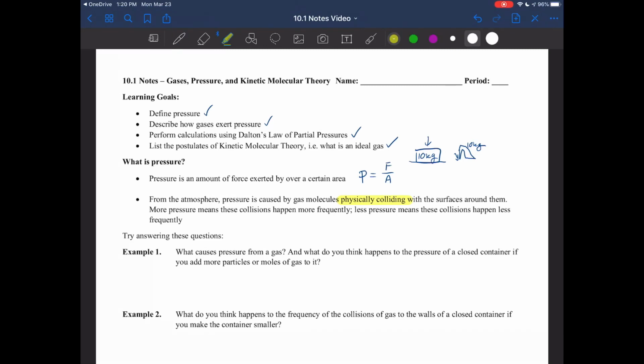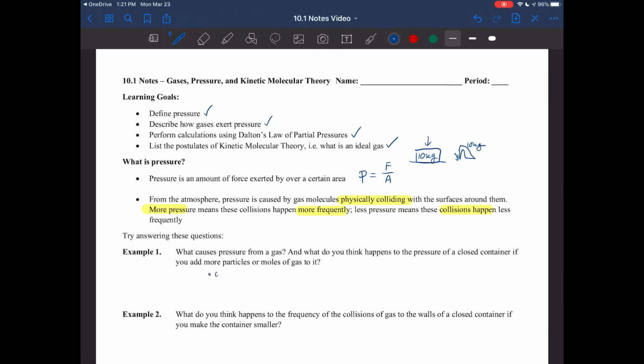Now, when you have more of these collisions, when these gas molecules are whamming you more often, that means there's going to be more pressure. Less pressure means that there's less collisions happening. There's less forces happening against you. So let's pause and think about these two questions here. First of all, what do you think causes pressure from a gas? And what do you think happens to the pressure of a closed container if you add more particles or moles of a gas to it?